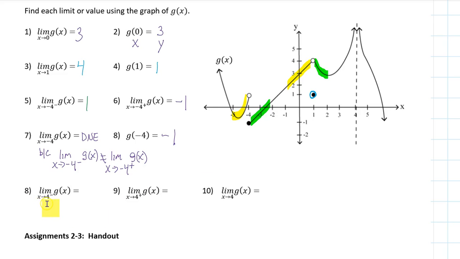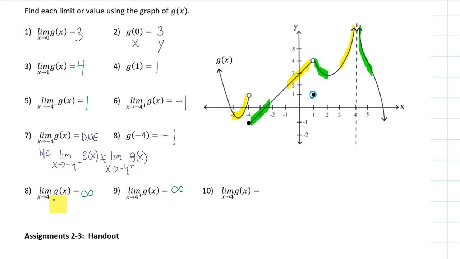We're going to look at the limit as x approaches 4 from the negative side. So the negative side is the left side. So you'll notice this time I'm approaching, but my graph just keeps going up and up and up. So I'm actually approaching infinity. If I go to the other side, 4 from the positive side, I'm still approaching infinity.